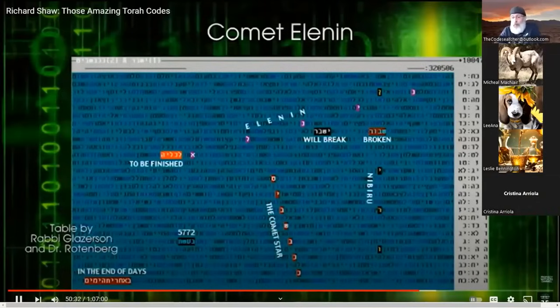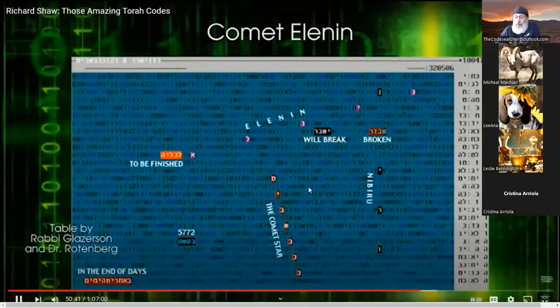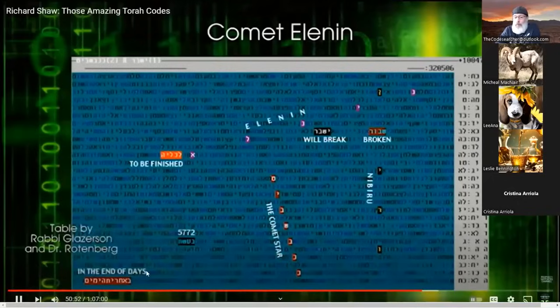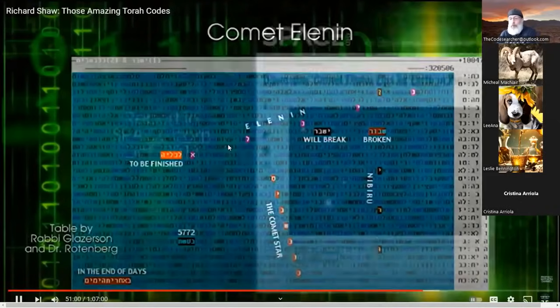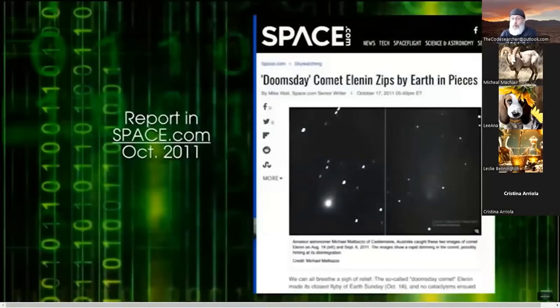Hebrew, and I trust Glazerson more. So Glazerson also showed it to Rotenberg. So up at the top it says Elenin. Remember, it was common Elenin, will break, broken, Nibiru, to be finished in 5772. And down at the bottom, really ominously, it says in the plain text, in the end of days. So then this came out in space.com, October 2011, because remember, our calendar is off from theirs. Doomsday comet, Elenin zips by Earth in pieces.